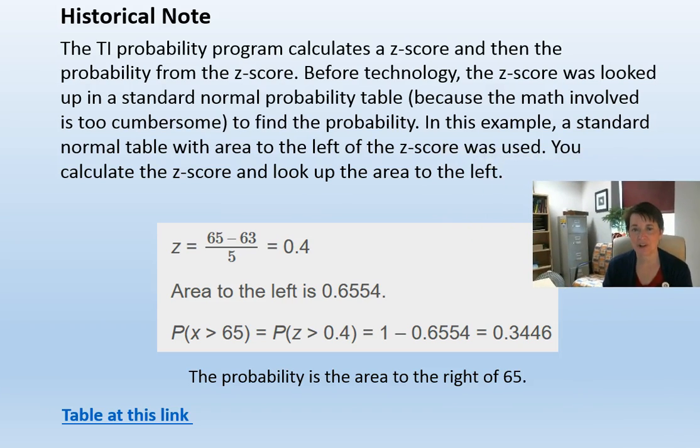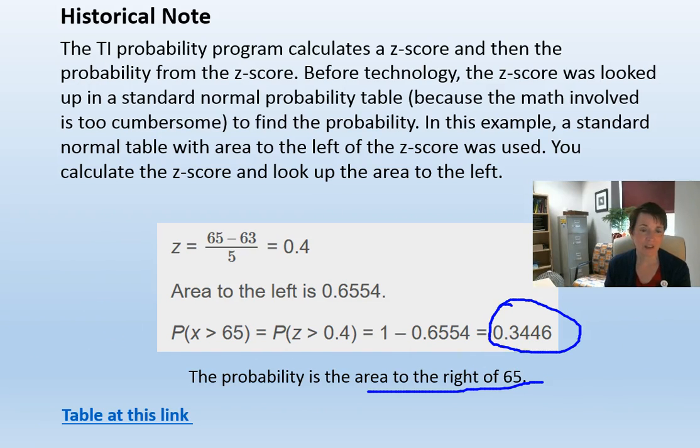On a historical note, we used to use z-scores, and charts in the books would have these z-charts in the back of the book, and you would actually calculate the z and then go find what area it represented on the chart. And we would have to figure out whether we were adding that to 0.5, subtracting it from 0.5, and it would be a little bit tedious. It worked. We did that for years. But right now on the calculator, you can find out that the area to the right of 65 is going to be about 34% of our students are going to score 65 and higher.